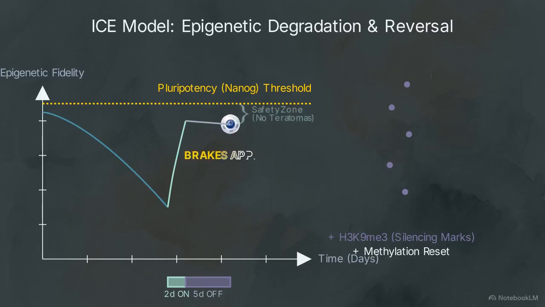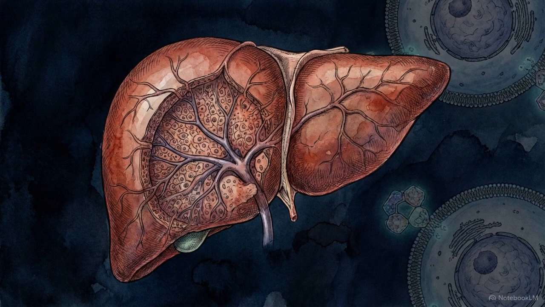The off phase stops the process just before the cell activates NANOG. This effectively applies the brakes before the cell reaches the point of pluripotency. This precise dosing protocol chemically neutralizes the pluripotency trap, allowing for a safe, long-term reversal of age-associated decline.